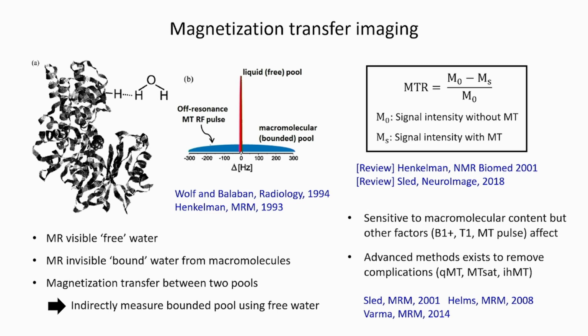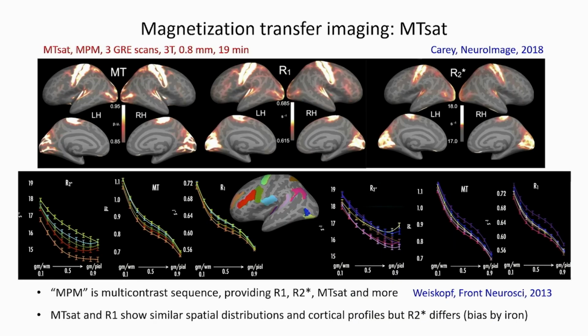Well, the technique is sensitive to the macromolecule, so that's a good thing, as myelin is a macromolecule. But it is also sensitive to other factors, including B1 inhomogeneity and T1, and the shape of the MT pulse. There are advanced MT methods that overcome these limitations. That means if you spend more time acquiring the data, then you can have a better specificity to the myelination. And one example of using this MT saturation for myeloarchitecture imaging is shown here.